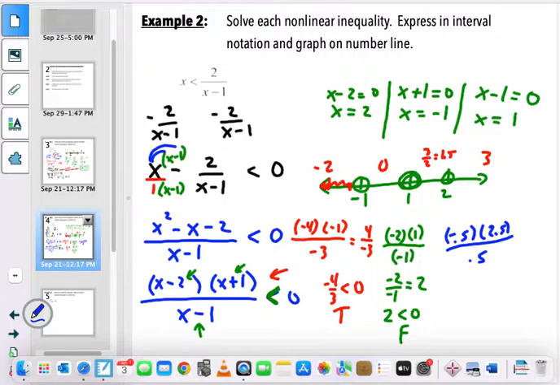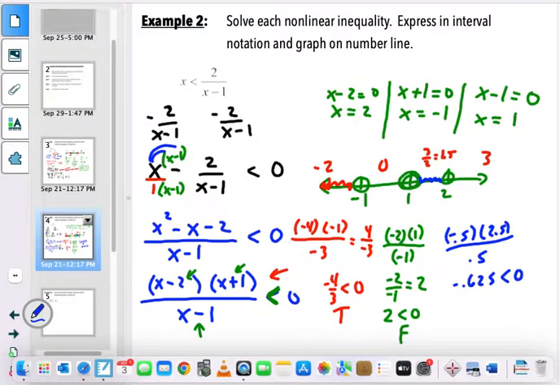So we could go ahead and figure out what that value there is. So I can take a negative 0.5 there times a 2.5, and then I can divide that by 0.5. And I'm getting a negative 0.625. And is a negative 0.625 less than 0? Yes, it's less than 0, so I'm going to shade in that portion.